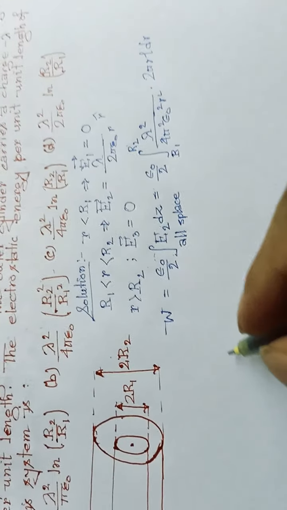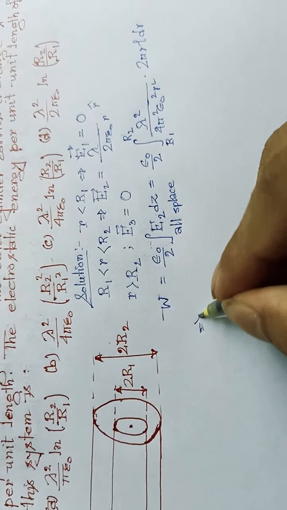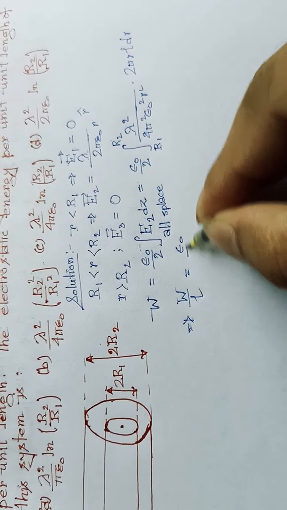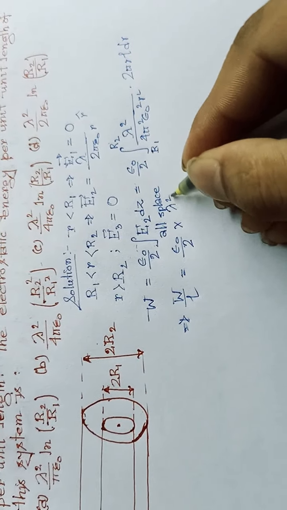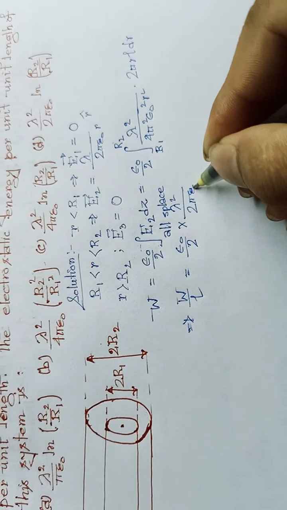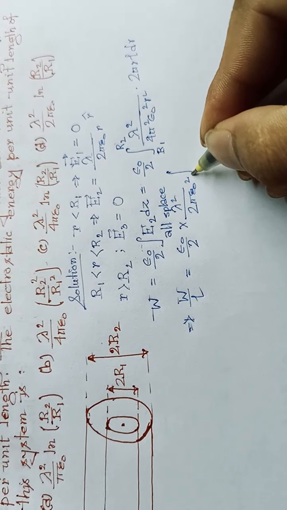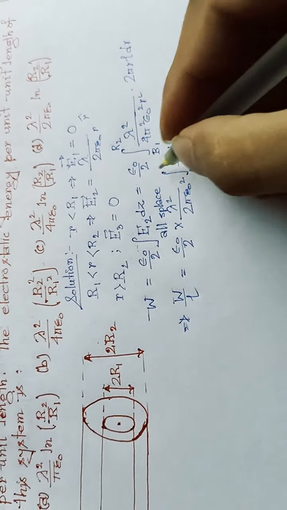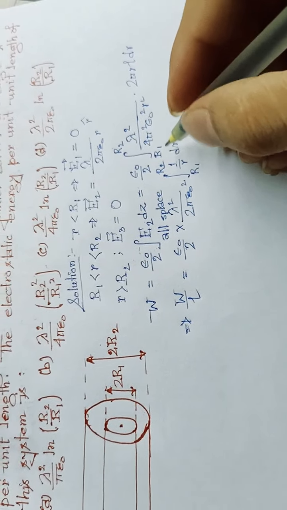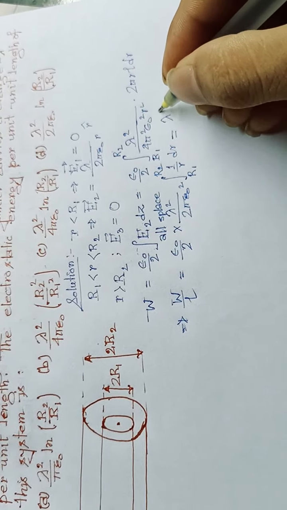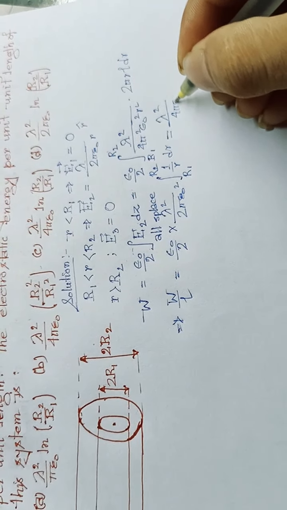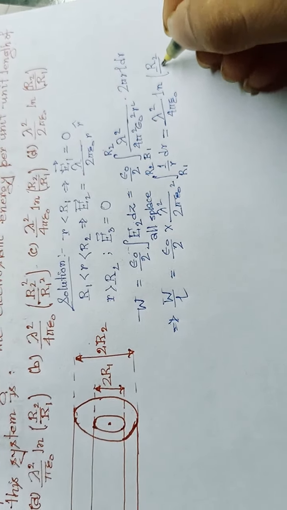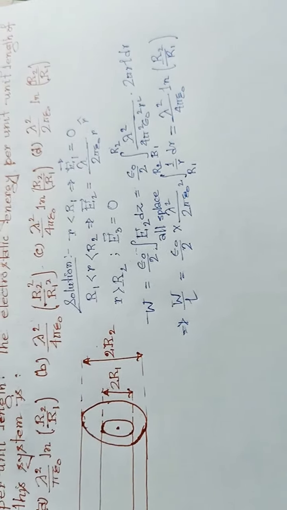so now if we carry out this integral, then the value of W divided by L will be equal to epsilon naught divided by 2 multiplied by lambda square divided by 2 pi epsilon naught square and integration of 1 divided by r dr with its limit r1 to r2, which is equal to lambda square divided by 4 pi epsilon naught log r2 divided by r1, because integration of dr by r is equal to log r.